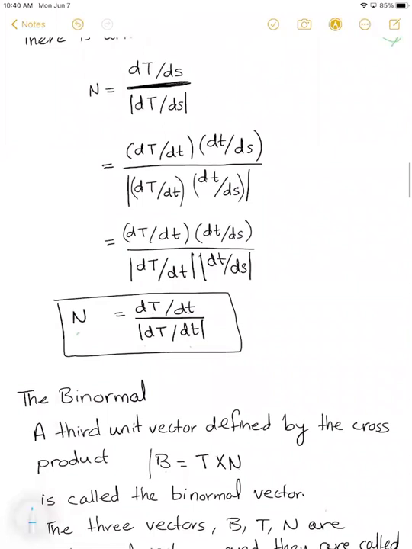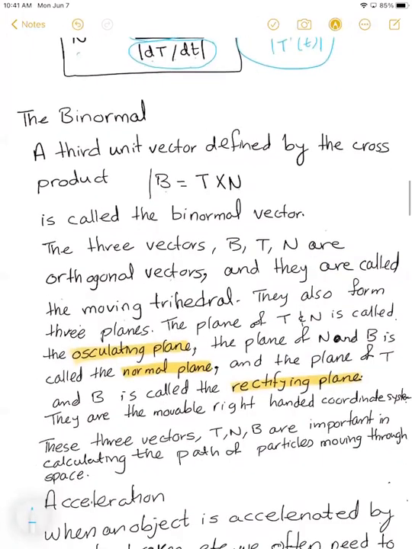And then there is another formula for it again. In this case, if we don't want to deal with ds, we could find dT/dt divided by the magnitude of dT/dt. So it is the derivative of T over its magnitude. Anything divided by its magnitude turns it into a unit vector. So if we find the derivative of the tangent vector with respect to t, then divide by its magnitude, we will get the normal vector N. The binormal vector is the third unit vector defined by the cross product of the two vectors T and N. That gives us the B.